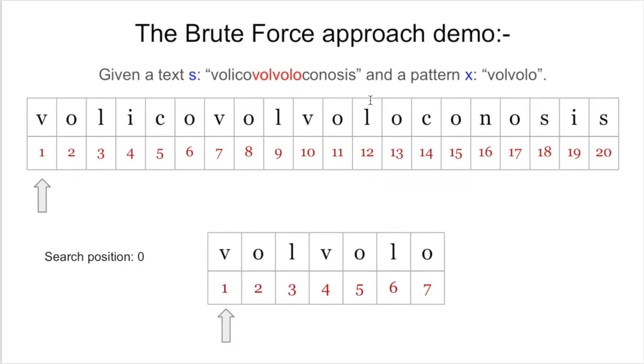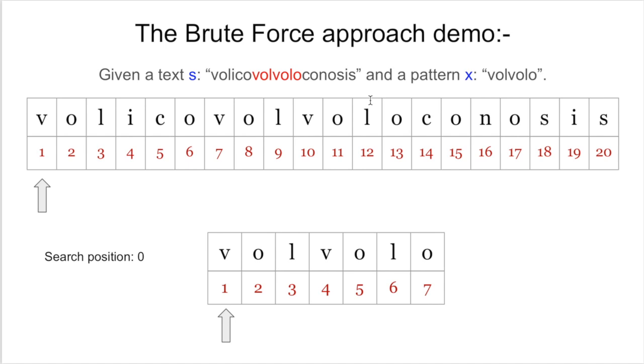As you can see on your screen, there is a text S in an array format, and there is a pattern X. For both the string and pattern, we are initializing the starting index from 1. As I explained in the approach, the first step is to compare the first element of the pattern with the first element of the string.